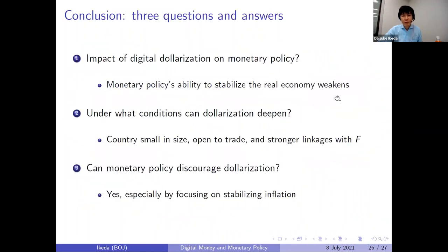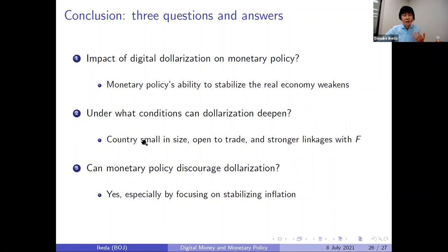So let me conclude. In this paper, I address three questions. The first question is about the impact of digital dollarization on monetary policy. And my answer is that the monetary policy's capacity to stabilize the real economy weakens as digital dollarization deepens.